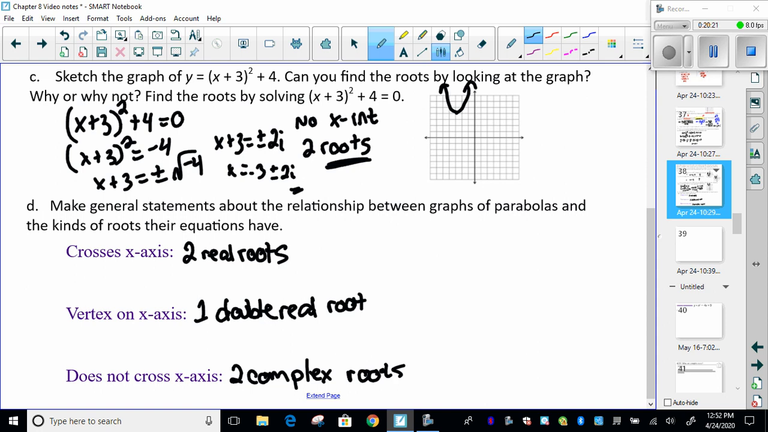So, lots of stuff we did today. We learned how to find an imaginary number. We learned how to solve a quadratic when we had to use the quadratic formula and simplify with that imaginary. And then we also learned how to figure out, based upon the x-intercepts, how many real versus complex roots we have.